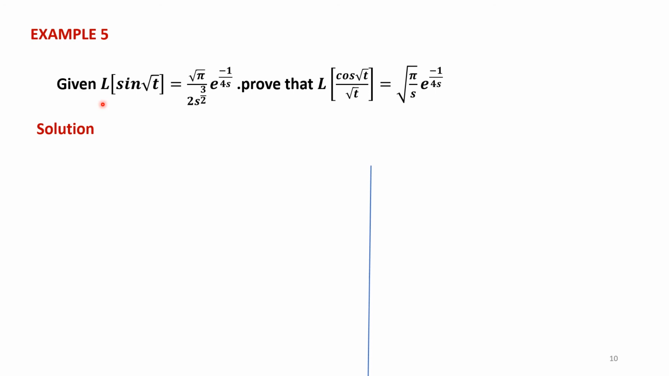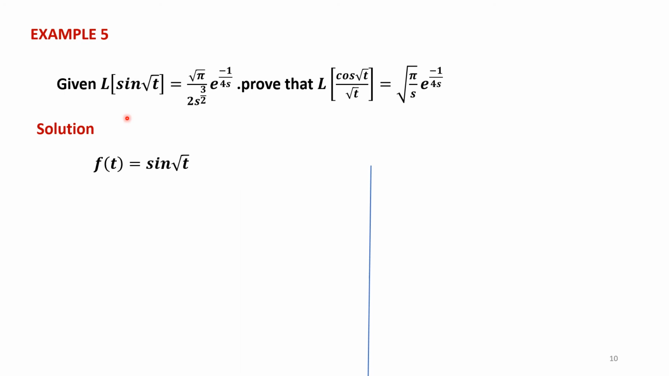Next problem. Given L of sine root t is root pi upon 2s raised to 3 by 2 into e raised to minus 1 by 4s, prove that L of cos root t by root t equal to this. Again, you are given L of some function. So let us take this function as f of t. So let f of t be equal to sine root t.